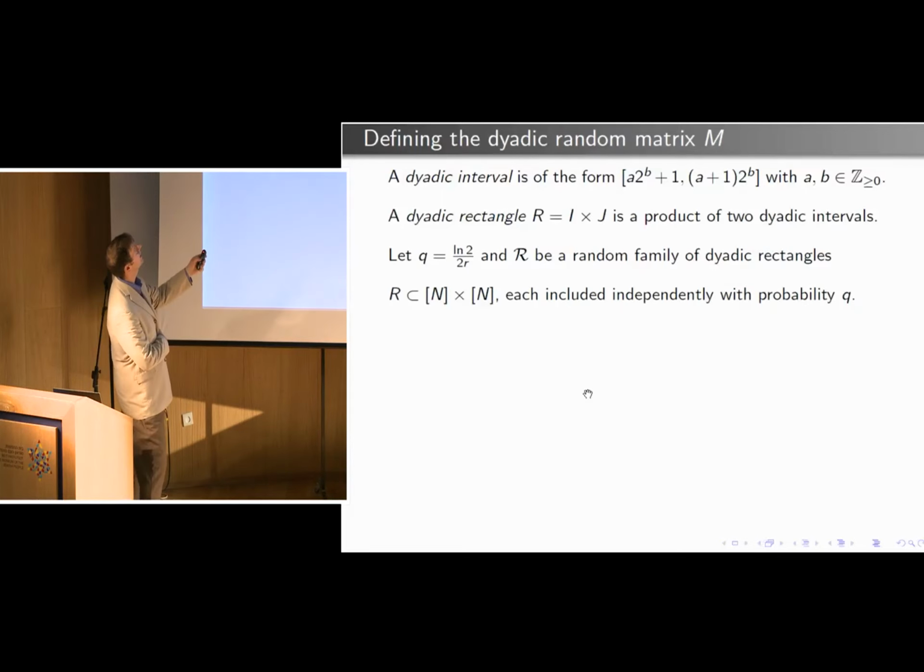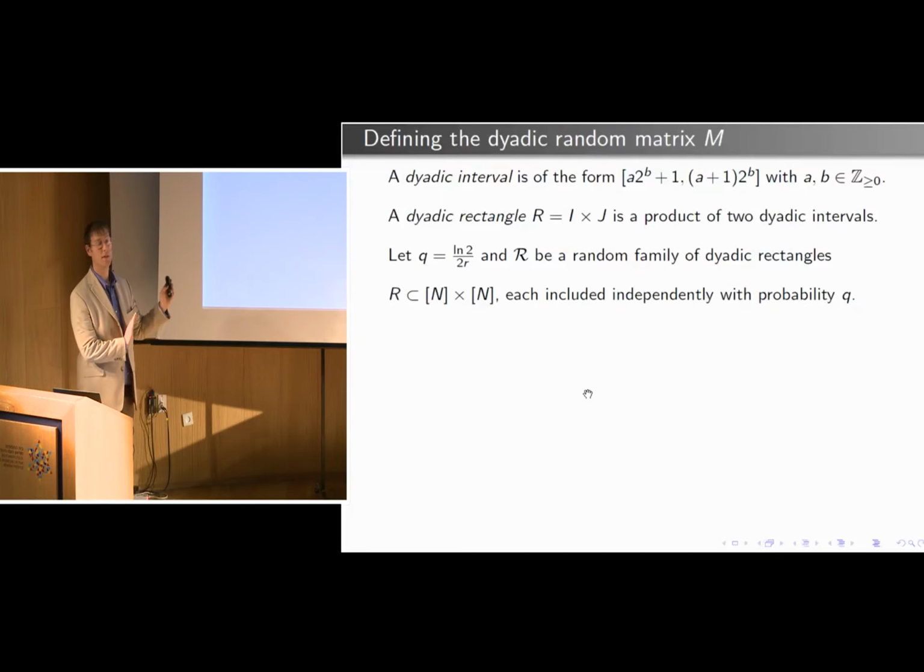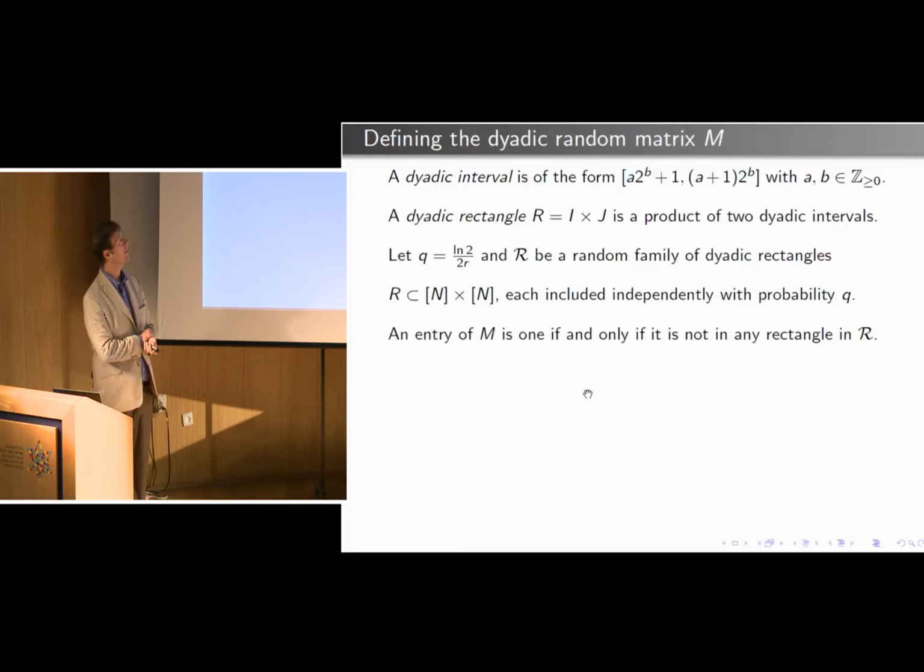We're going to let q be some constant depending on r, so that the bounds will work later. And we're going to take a random family of dyadic rectangles, R, contained in [n] by [n]. There are all these dyadic rectangles, and each one of them we include in this family R independently with probability q. And then an entry of M is 1 if and only if it is not in any rectangle in R.